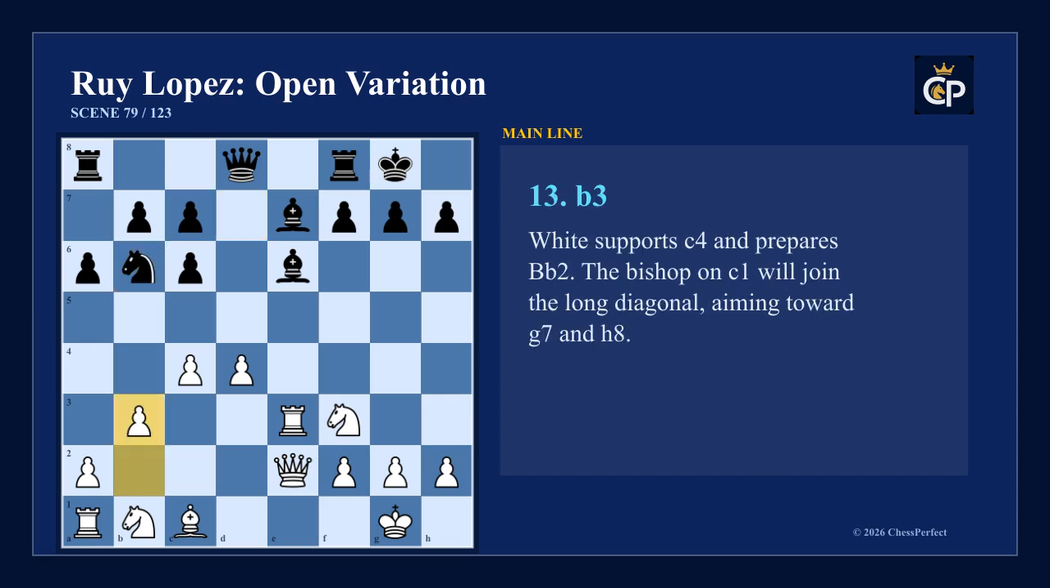b3. White supports c4 and prepares Bb2. The bishop on c1 will join the long diagonal, aiming toward g7 and h8.